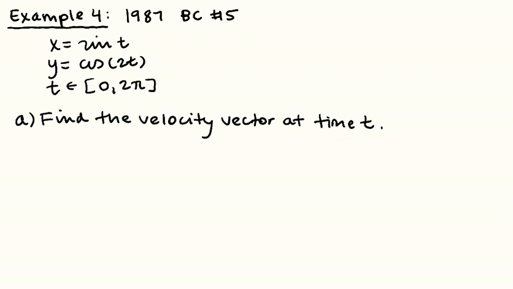First, they're asking for the velocity vector at time t. That's really easy. We're just going to take the derivative of x, the derivative of y, and write it as a vector.